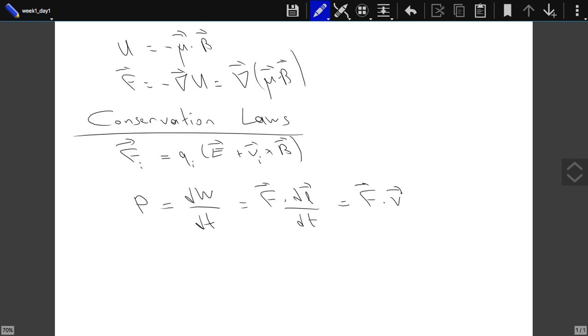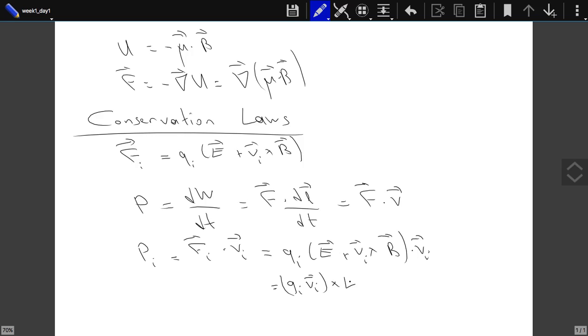So the power given to a point-like charged object moving in an electromagnetic field, let's call it Pi, will be Fi dot Vi, which is Qi times E plus Vi cross B, dot Vi, which is Qi times Vi dot E. That's it.